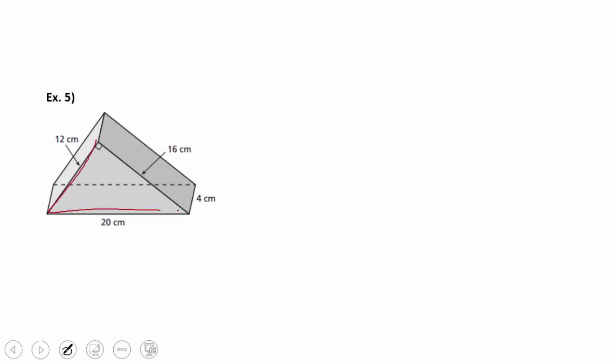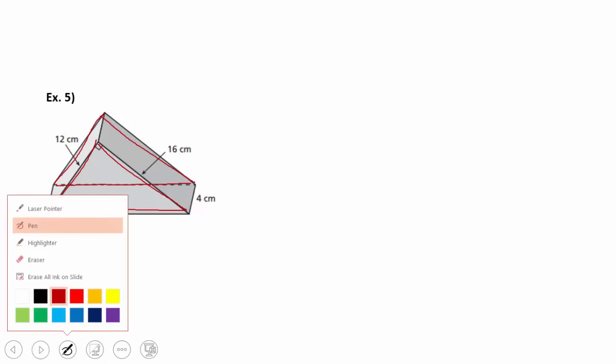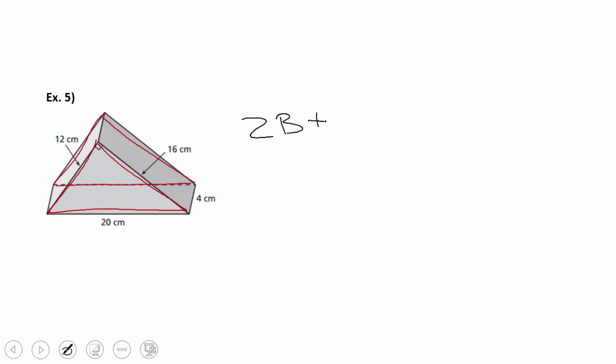Here we have, again, the triangular bases, because we're going to do 2 times area of the base plus the perimeter times the height. Always write that down. Always highlight your bases. Start filling in your numbers. So 2 times, and we have a triangle.